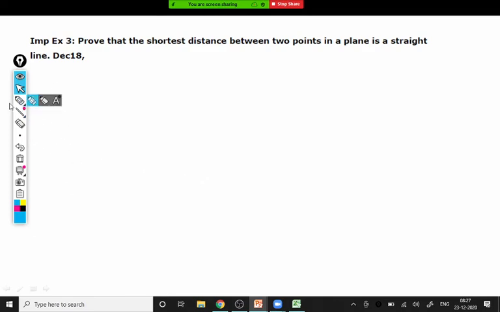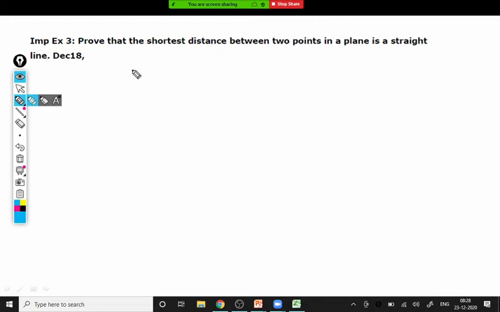This is one of the favorite questions of IMU, I think, because it is repeated a number of times. Suppose you take 5 question papers, you will find this question asked in at least 3 of them. The question is: find, or prove, that the shortest distance between 2 points in the plane is a straight line. That we have to prove now mathematically.